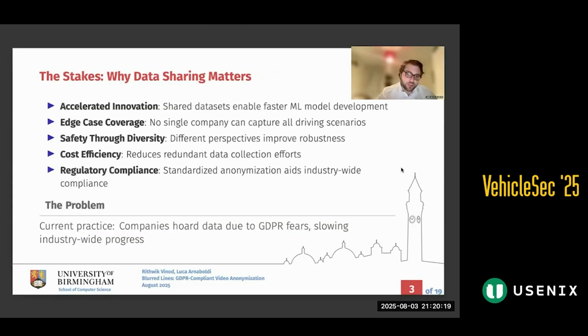Okay, so let's actually talk a little bit about data sharing. I kind of hinted at it, but data sharing matters because it accelerates innovation. It allows faster machine learning development. It allows us to cover edge cases. As we are all well aware, probably in this room, these days vehicles can quite comfortably sit at level 2, or what is called level 2 plus plus plus plus plus, which means it can do a lot of the features autonomously without any issues. The edge cases are where things fail.